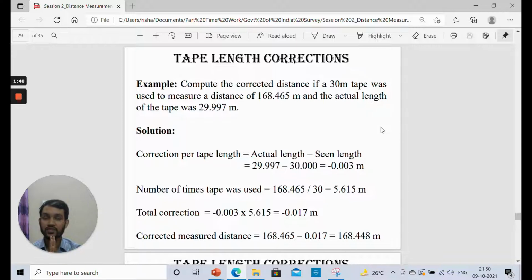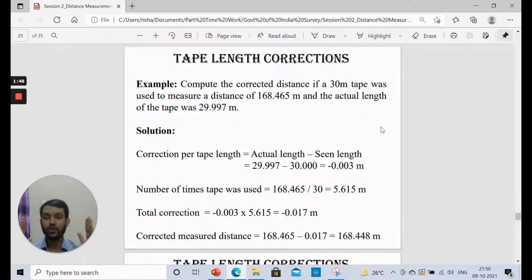For that we were using a 30 meter tape, and afterwards it was found that the actual length of the tape was 29.997 meter. It was not 30 meter. So what will be the corrected distance that you have measured? You are thinking that you have measured a distance of 168.465, but that distance which you have actually measured is lesser than that, because the actual length of the tape was less, 29.997. You were thinking this distance is 30 meter, but actually it was 29.997 only.